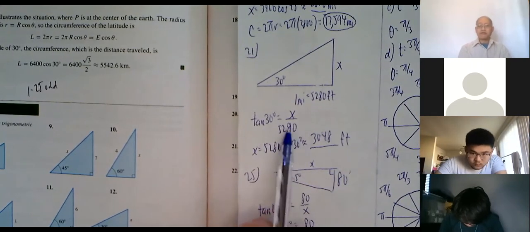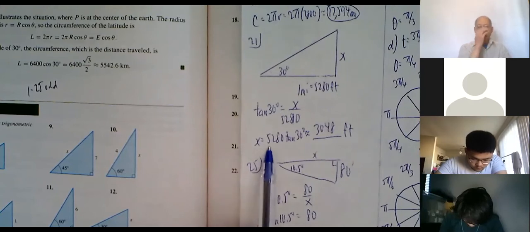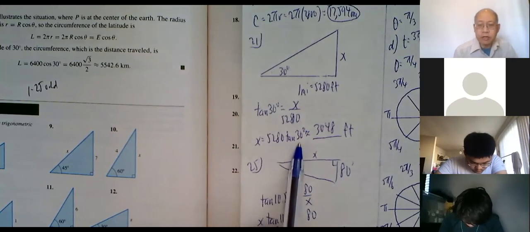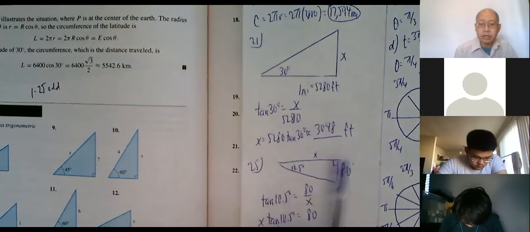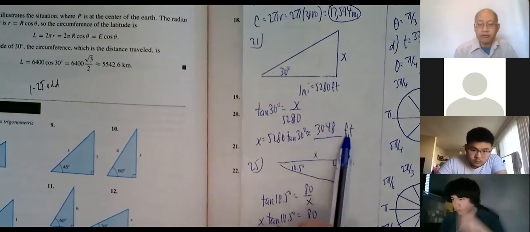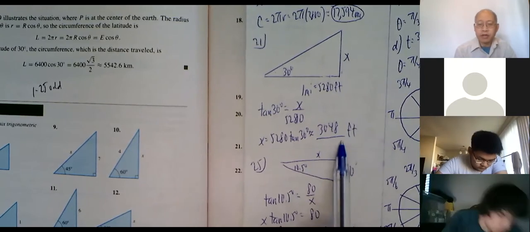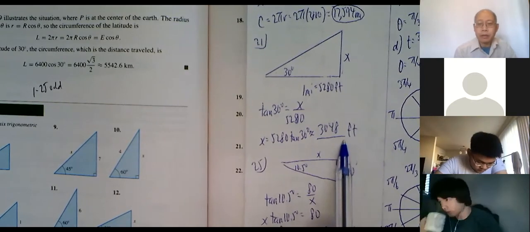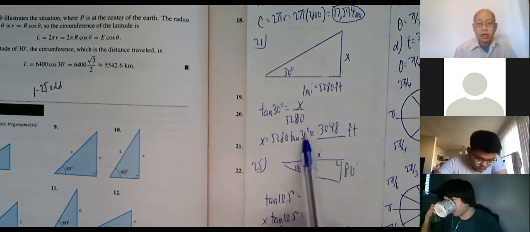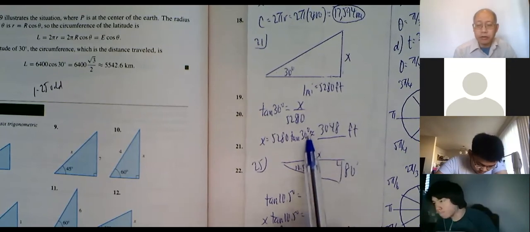And multiply both sides by 5,280. So x is 5,280 tangent of 30 degrees. Punch it in your machine. It's about 3,048 feet is the answer. So this building is 3,048 feet high. And of course, make sure that you're in degree mode when you do this one.